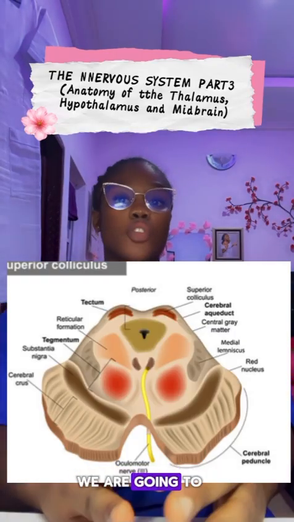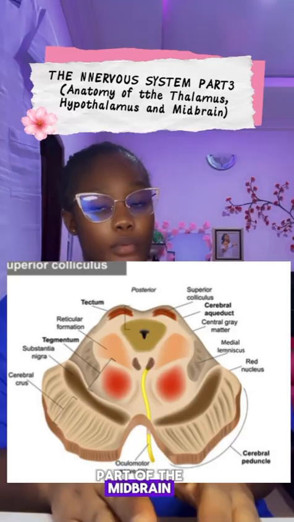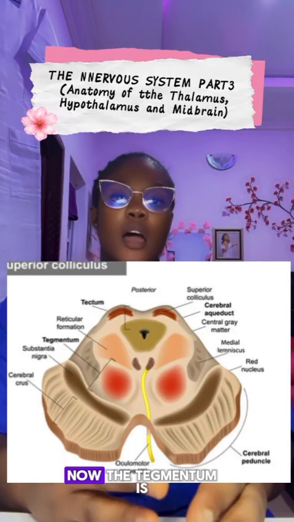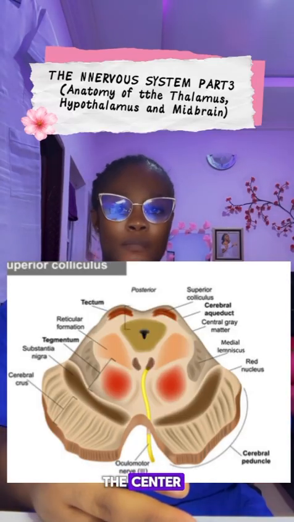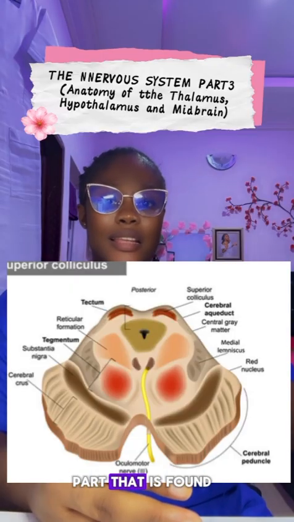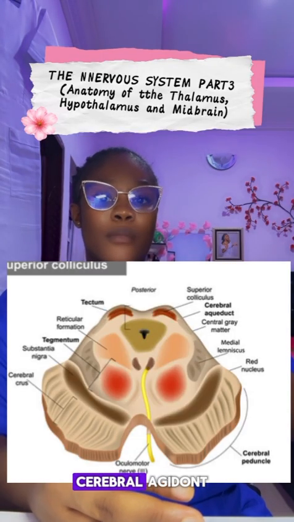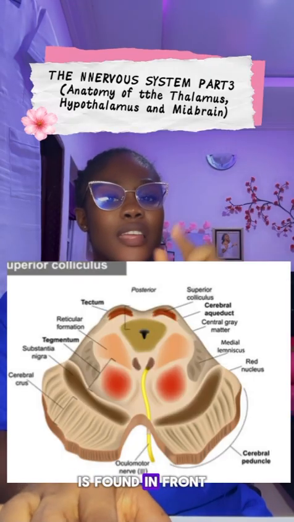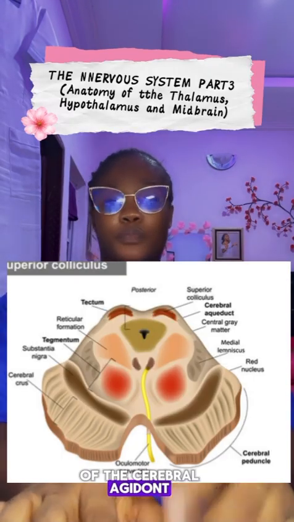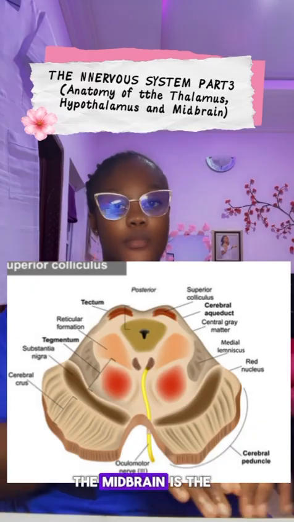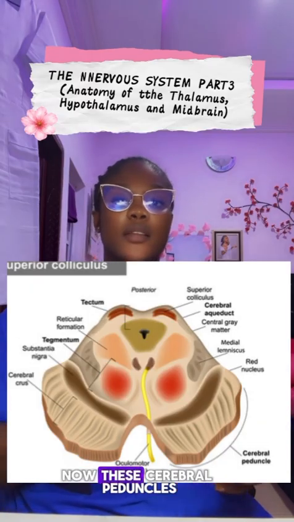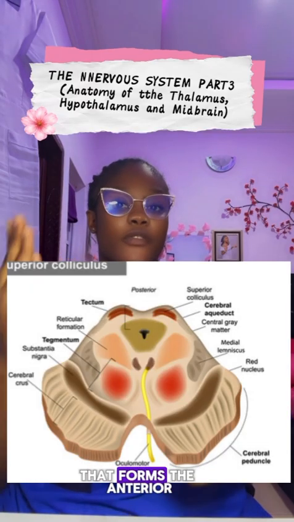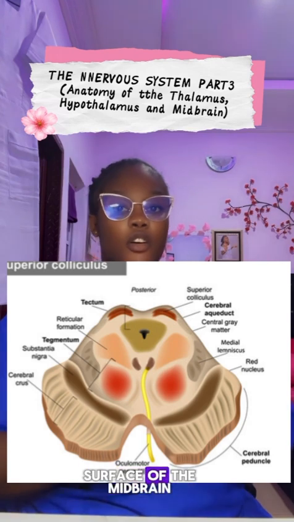Now moving forward, we are going to talk about the next part of the midbrain, which is the tegmentum. Now the tegmentum is the center. So it is that center part that is found in front of the cerebral aqueduct. So the last part of the midbrain is the cerebral peduncles. Now these cerebral peduncles are two nerve fibers that form the anterior surface of the midbrain.